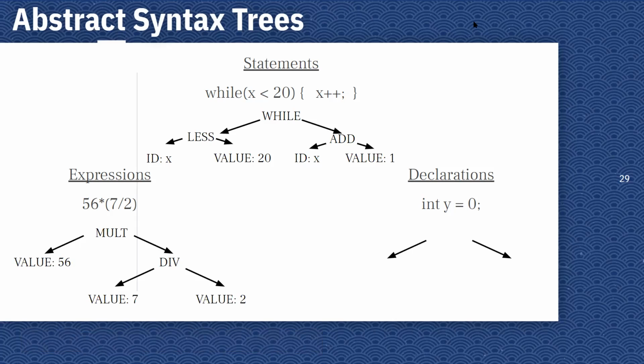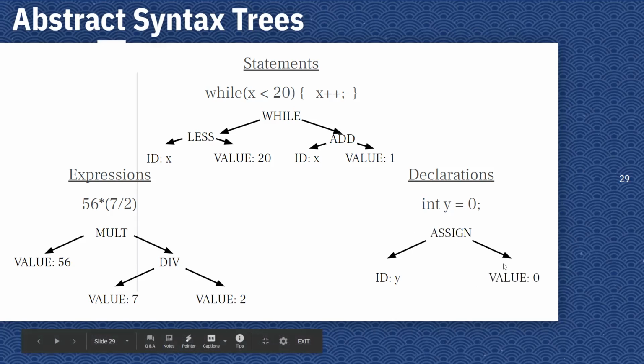And I think you guys saw this earlier, but this is how declarations are parsed. We go left to right. So y is equal to 0. And notice that we don't assign the int anywhere. That's for the semantic analysis step. So yeah, this is how abstract syntax trees are created.